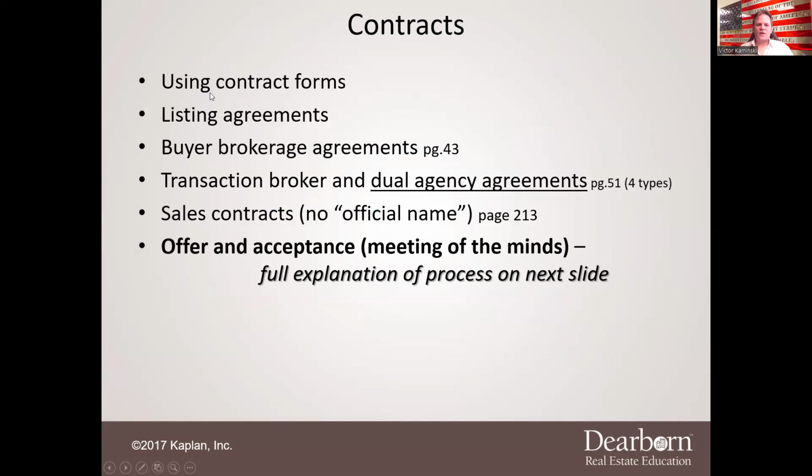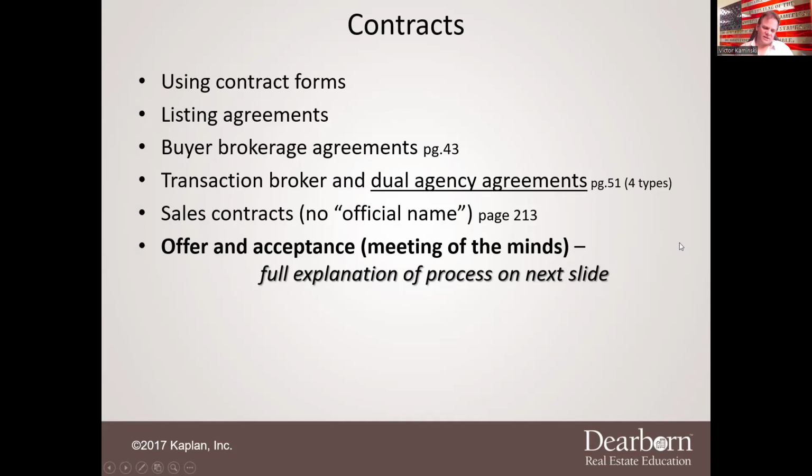All right, now contracts, we use the contract forms that are already prepared. We just fill in the blanks. Listing agreements we get in order to market those properties to begin with. Then buyer's brokerage agreements. We have transaction broker and dual agency agreements that we've gone over. And then the sales contract doesn't have any official name to it.